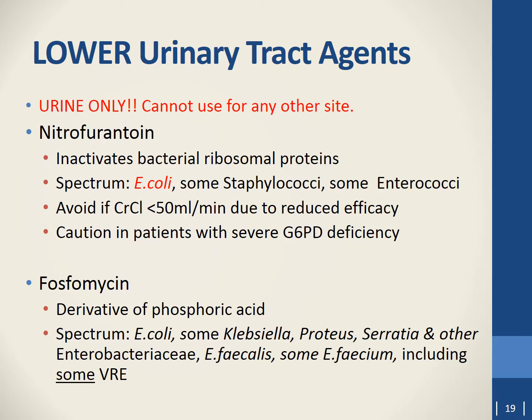Another agent that is a little more expensive but does have an advantage of being a single dose for your patients whom you're worried about adherence is fosfomycin. It's actually a derivative of phosphoric acid, and it has a very similar spectrum to nitrofurantoin. It can only be used in those lower urinary tract infections, can be used as a single dose for uncomplicated UTI and repeated doses for complicated UTI.